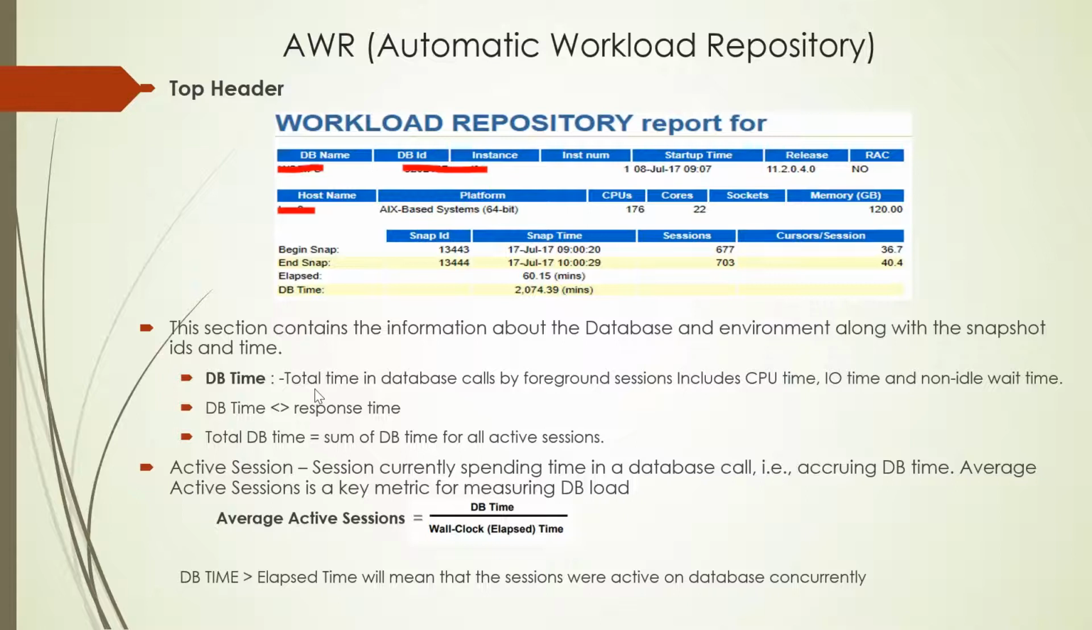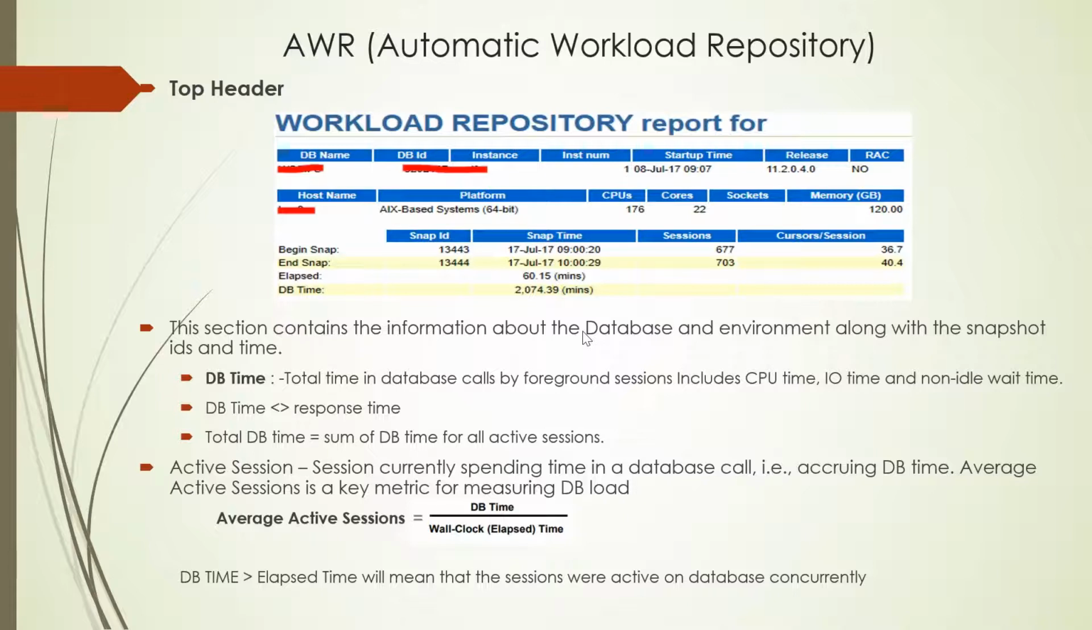So there is a formula you can see on the screen. The average active sessions can be calculated by dividing DB time by the elapsed time. So if you divide 2074.39 by 60.15 minutes, you will get the average active sessions.